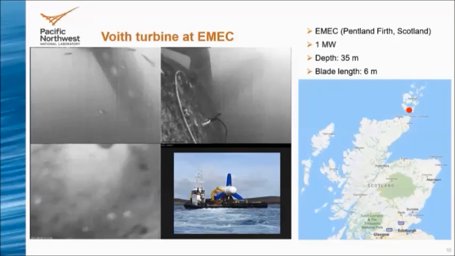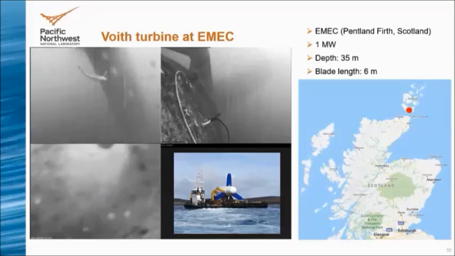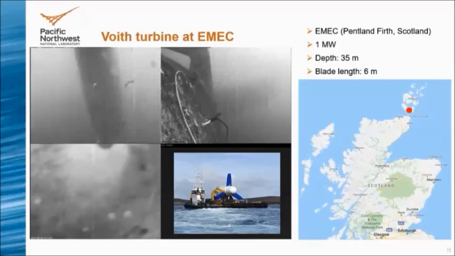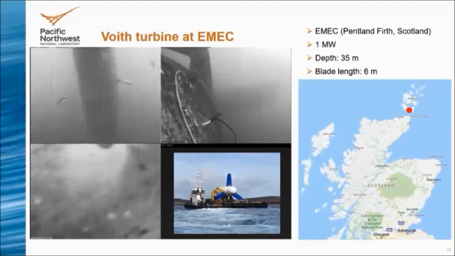This next video is the Voith turbine, also at EMEC, and in the upper left-hand corner of this video, you can actually see some fish swimming around this moving turbine. And really the point here is to show that there are fish swimming around, and they look pretty unperturbed by the moving turbine, again, which is moving fairly slow. This is a slightly smaller turbine than the Andritz one I showed you, but it's also deployed at 35 meters, and again, we have a picture of it out of the water so you can see what the full device looks like.